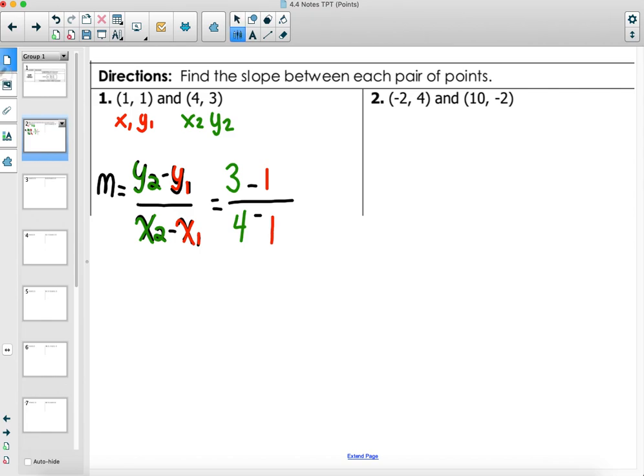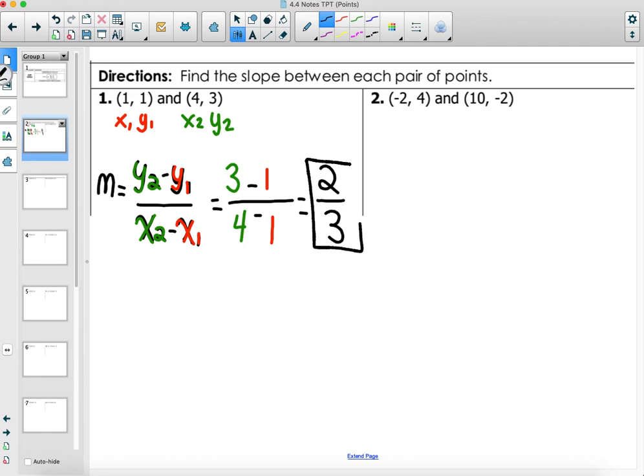So now I'm going to simplify this. 3 minus 1 is 2. And 4 minus 1 is 3. And I have to look if it can be simplified once more. It cannot be simplified any further because 2 over 3 is a fraction in simplest form. So our slope would be a positive 2 over 3.